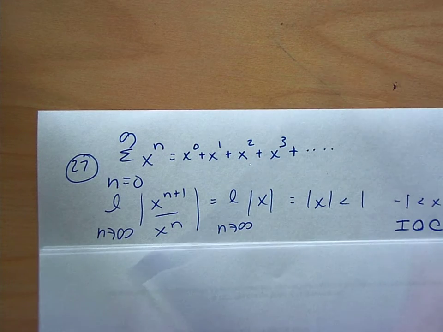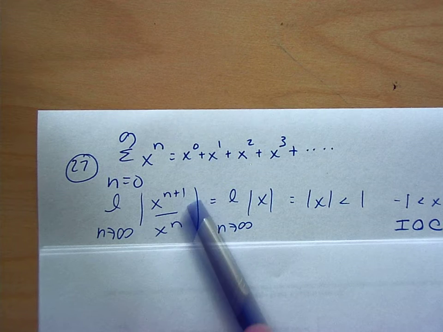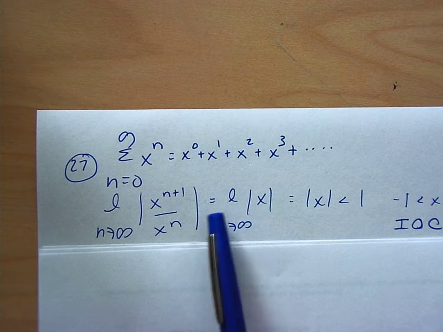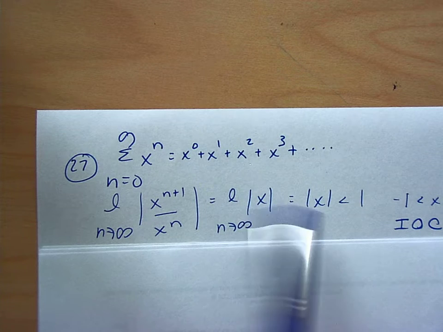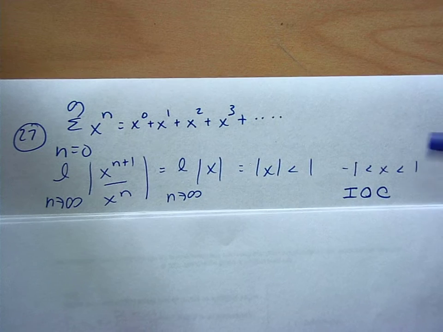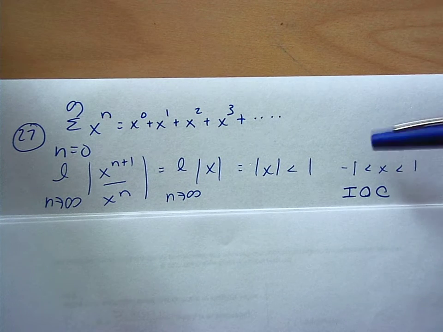So I went ahead and ran the ratio test, and when I run the ratio test, I see that I have a term with x. I move it to the outside. The limit is less than 1 as long as this is guaranteed. So this becomes my interval of convergence, which I think Susan was okay with.